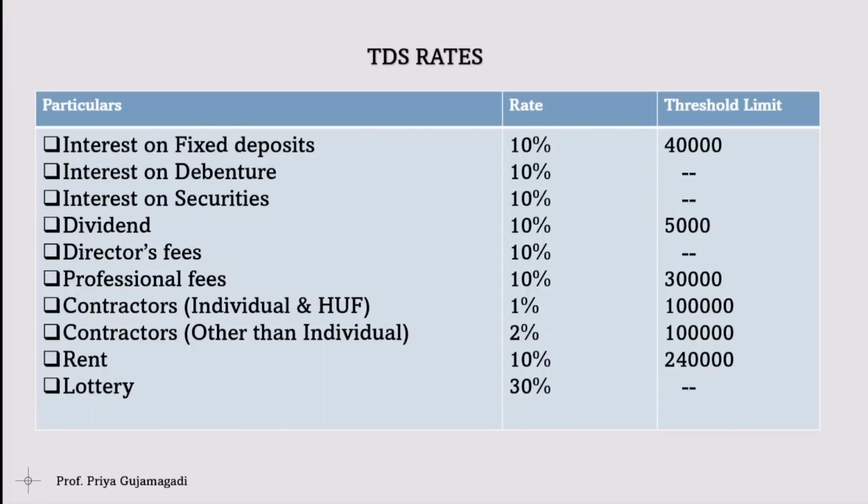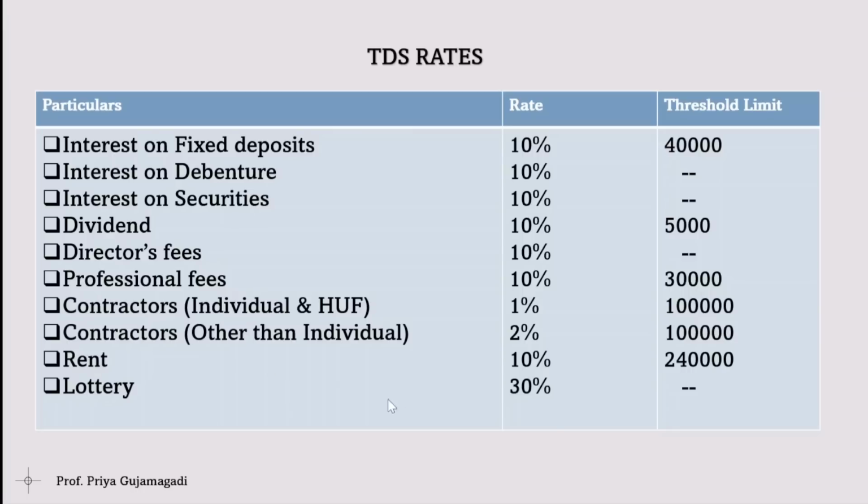There will be different rates of TDS for different sources of income. So I have drafted the sources of income here and also the rate of TDS applicable. And there will be some threshold limits for the taxes, up to which the income is exempted.